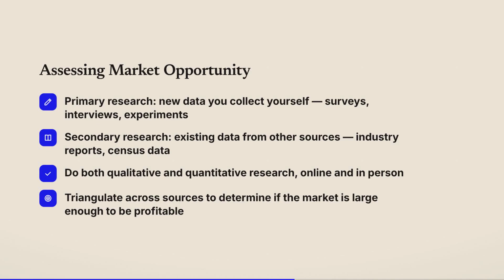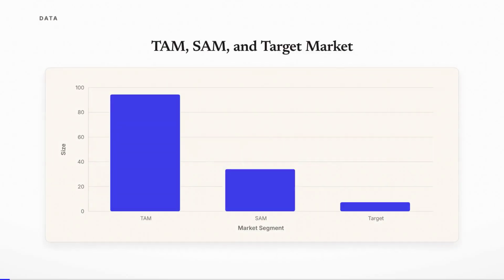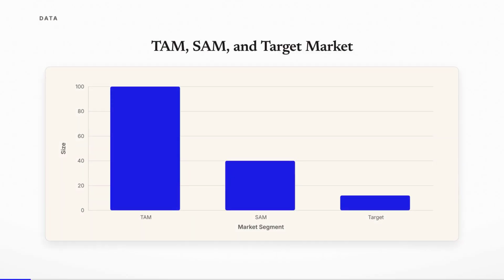The source material emphasizes doing both qualitative and quantitative research, and doing it both online and in person. Don't rely on a single data source. Triangulate. The goal is to determine whether the market is large enough to be profitable, and what type of market you're entering. 3 key estimates define your market size.